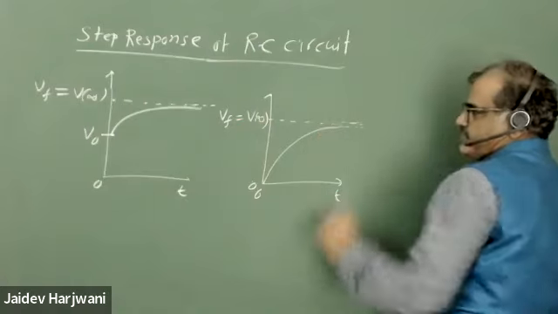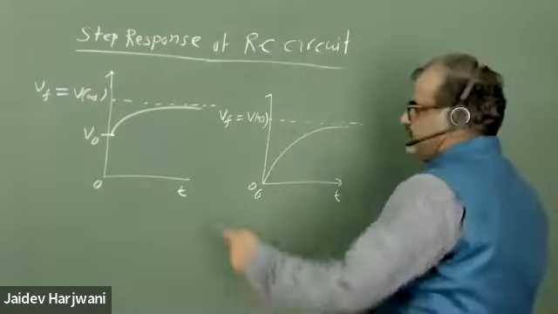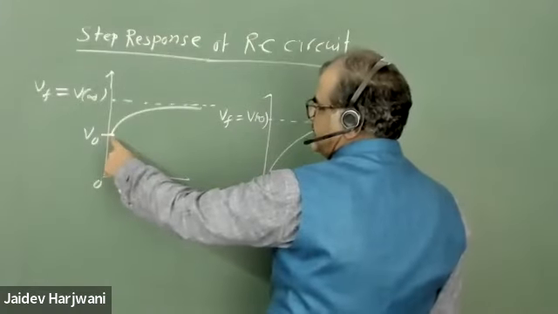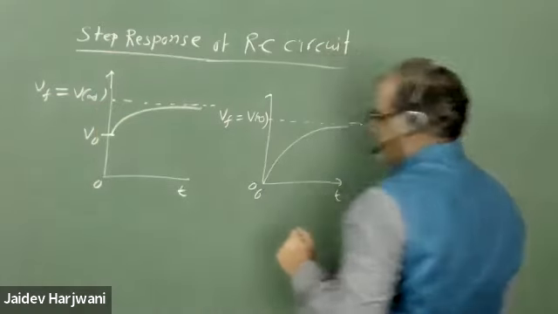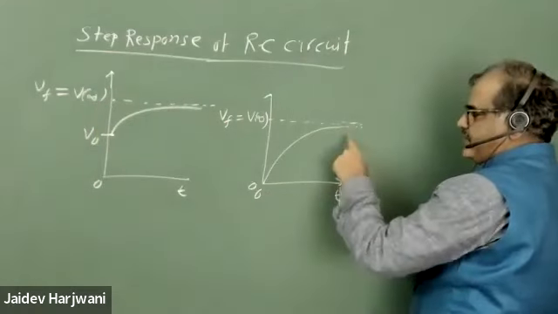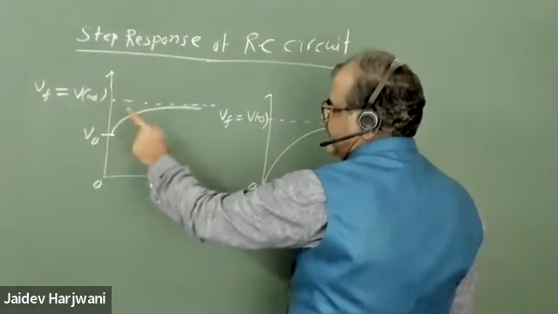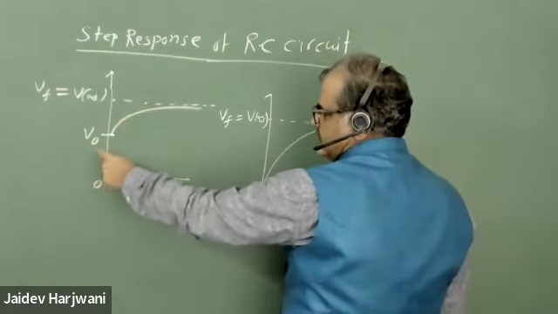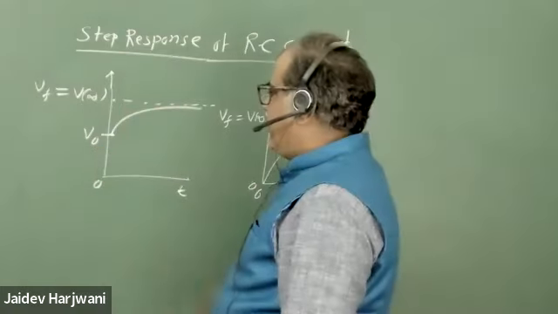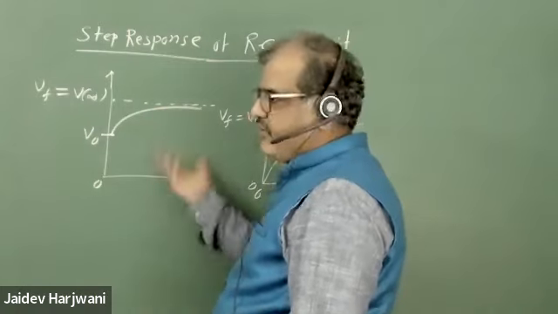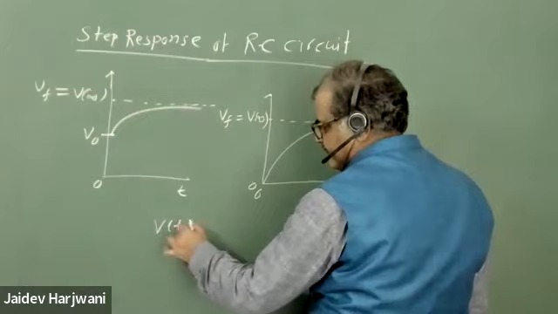Now, for this kind of circuit, in between these two limits, t equal to zero to t equal to t, what is the voltage? Of course, the final voltage is V infinite, and at t equal to zero the voltage is V zero. So initial voltage V zero, final voltage V infinite. In between the two limits, what is the value of voltage? That can be written by the equation V of t.